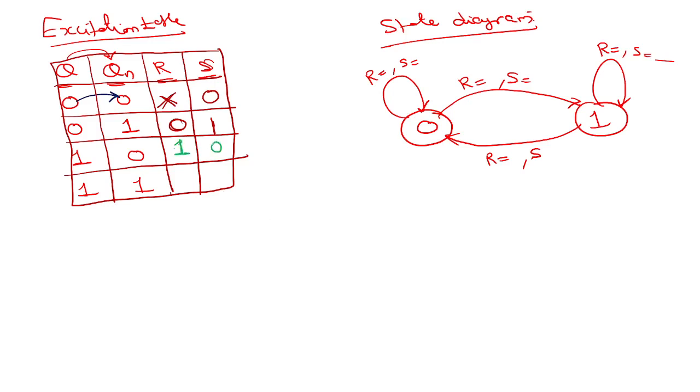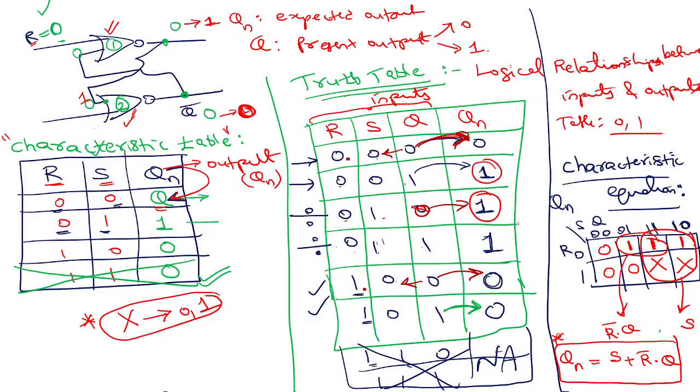Now 1 to 1. Here, this is one condition. Where else is 1 to 1? Here, one more condition. You see? In these two cases of 1 to 1, R is 0, S is don't care. That's it.